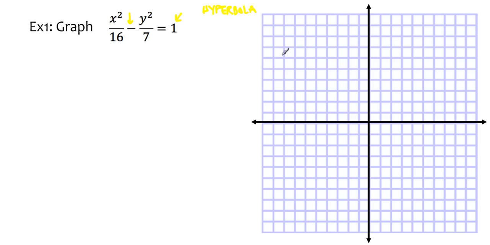So in order to graph this, I want to go step by step. So let's start with our center. Okay, since we don't have any parentheses, any h or k values, then they are 0 and 0. So our center is at 0, 0.